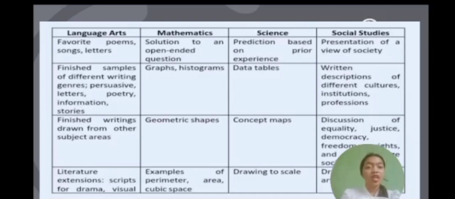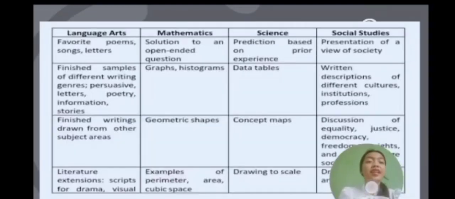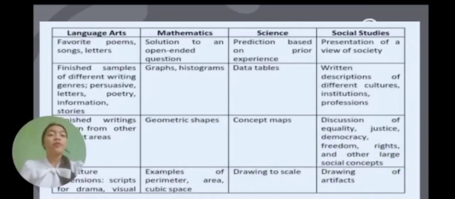Next, geometric shapes, examples of perimeter, area, and cubic space, and also problems made up by students to display a concept. Next, in science, we have prediction based on prior experience. This happens during the activity or experiment of your learners. And then we have data tables, concept maps, drawing to scale.